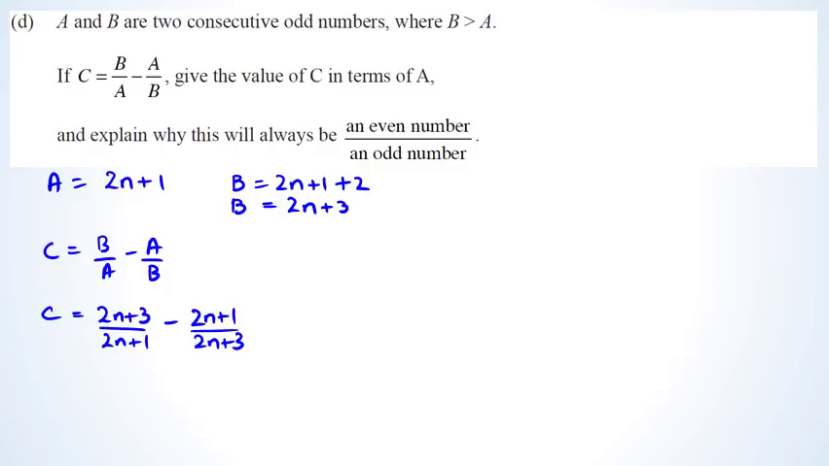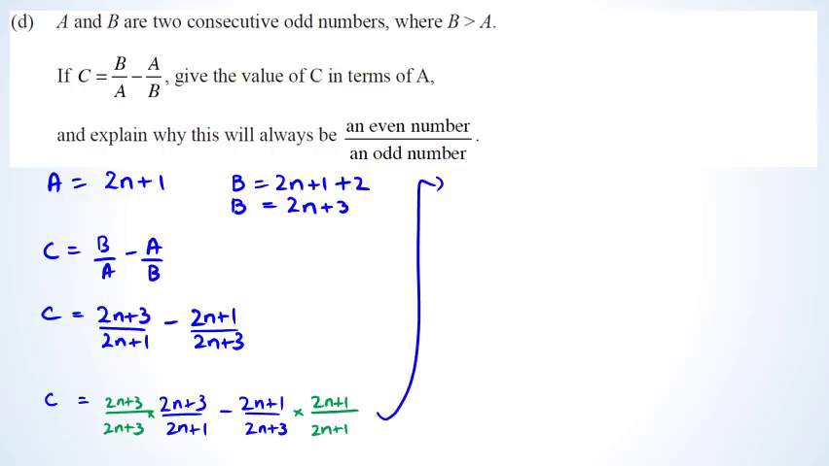At this point, because it's one ugly looking equation, we've got to cross multiply to have it all under one common denominator. If you are not comfortable with cross multiplication, think about it like this. I've got 2n plus 3 over 2n plus 1 minus 2n plus 1 over 2n plus 3. If I want the denominators to be the same, I need to multiply the right-hand side fraction by 2n plus 1 in the denominator and 2n plus 1 in the numerator. And the left-hand side fraction, I'm going to multiply by 2n plus 3 and 2n plus 3. So what I end up having is c equal to 2n plus 3 squared minus 2n plus 1 squared, and the whole thing is divided by 2n plus 1 and 2n plus 3.